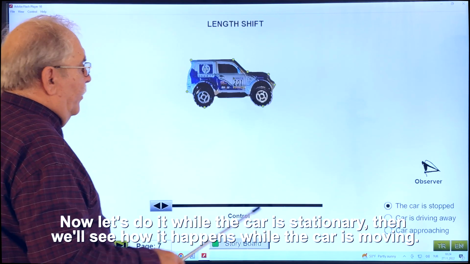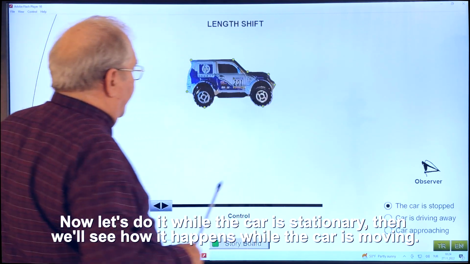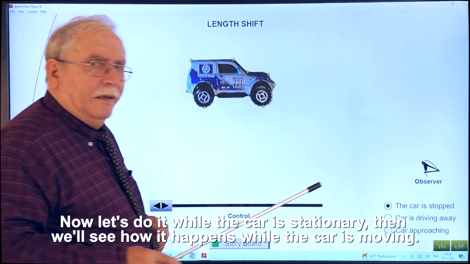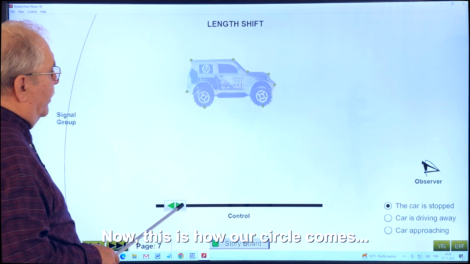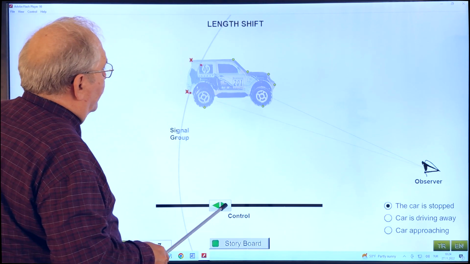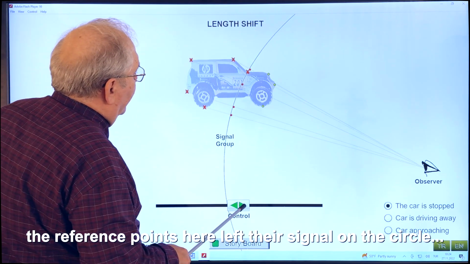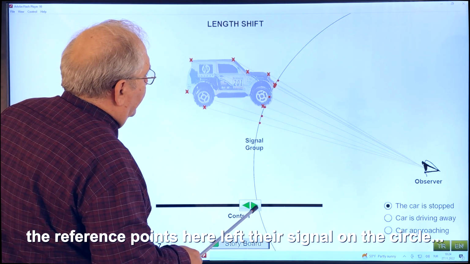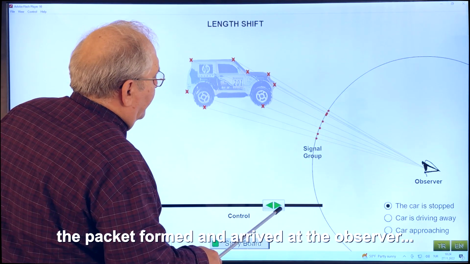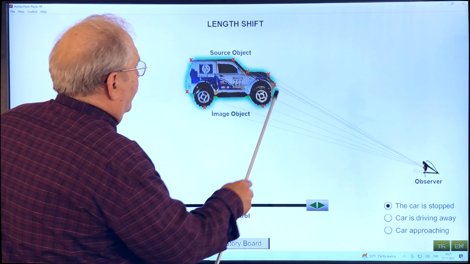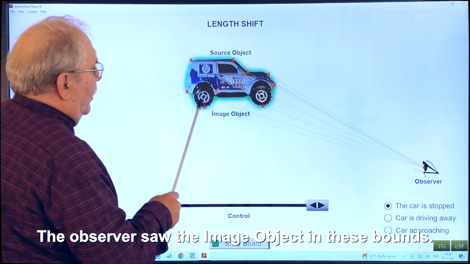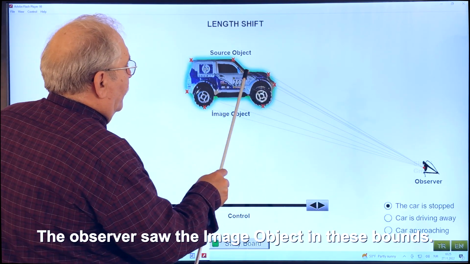Now let's do it while the car is stationary. Then we'll see how it happens while the car is moving. Now, this is how our circle comes. The reference points here left their signal on the circle. The packet formed and arrived at the observer. The observer saw the image object in these bounds.